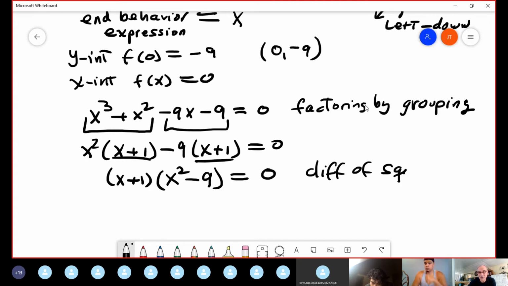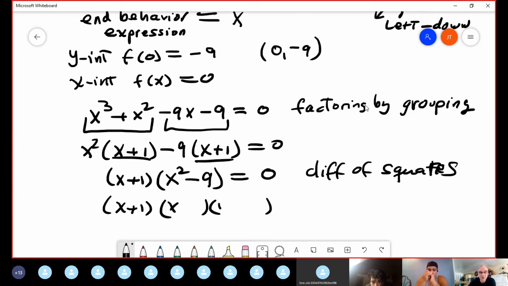So we continue the factorization. Difference of squares. Then it is x plus 1, open two parentheses. The square root of x squared is x, the square root of 9 is 3, plus or minus.